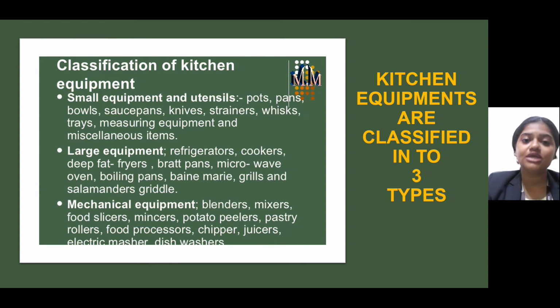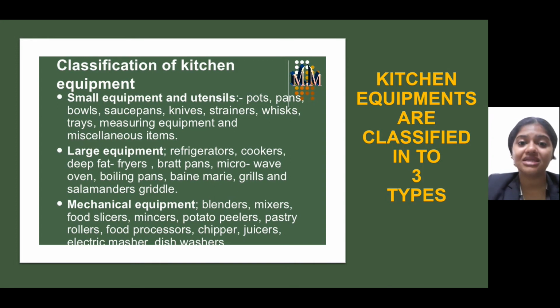To our knowledge, kitchen equipments are classified into three categories. First, the small kitchen equipments, then the large kitchen equipments, and then the mechanical equipments. What are small kitchen equipments? As you see in your own kitchen at home, we have small equipments such as spatula, small ladles, knives, whisk, or a rolling pin. These come under the category of small equipments, which one person can handle effectively.